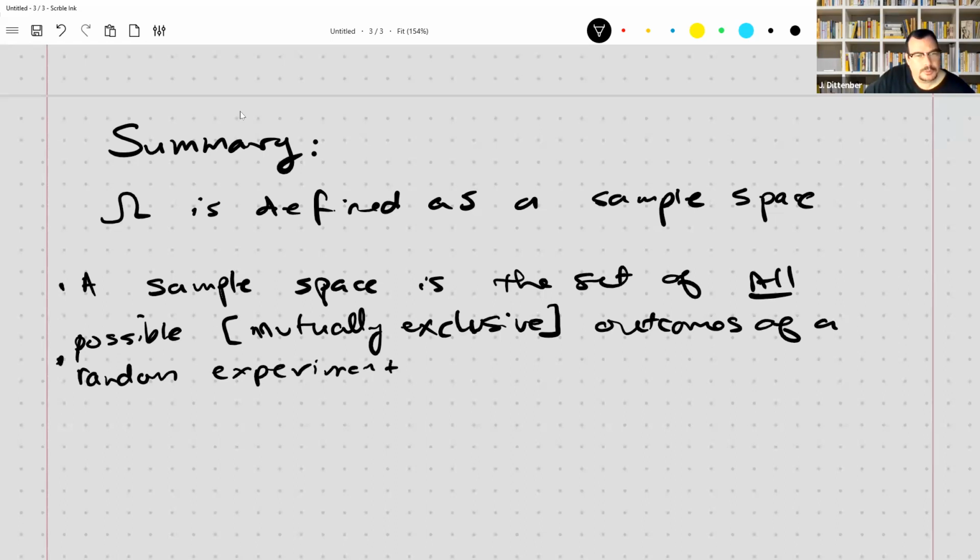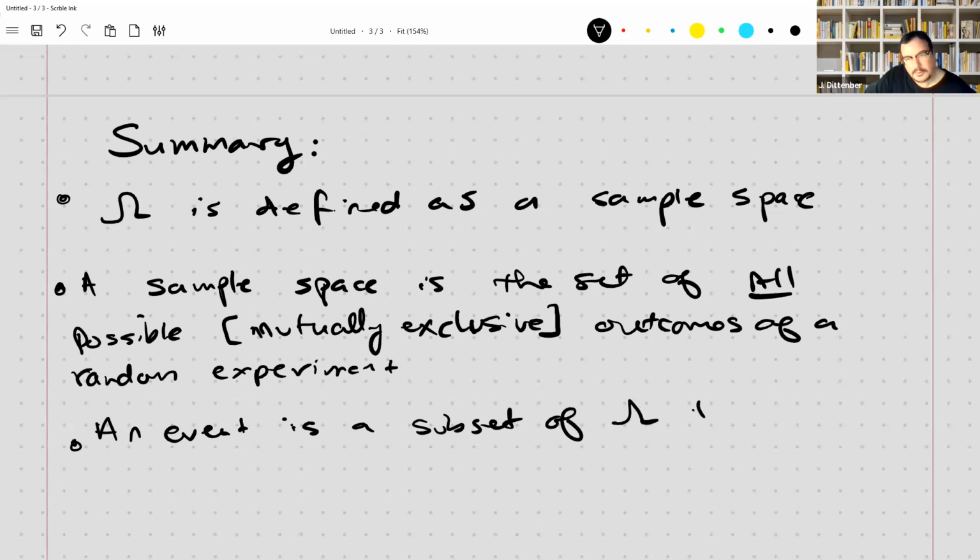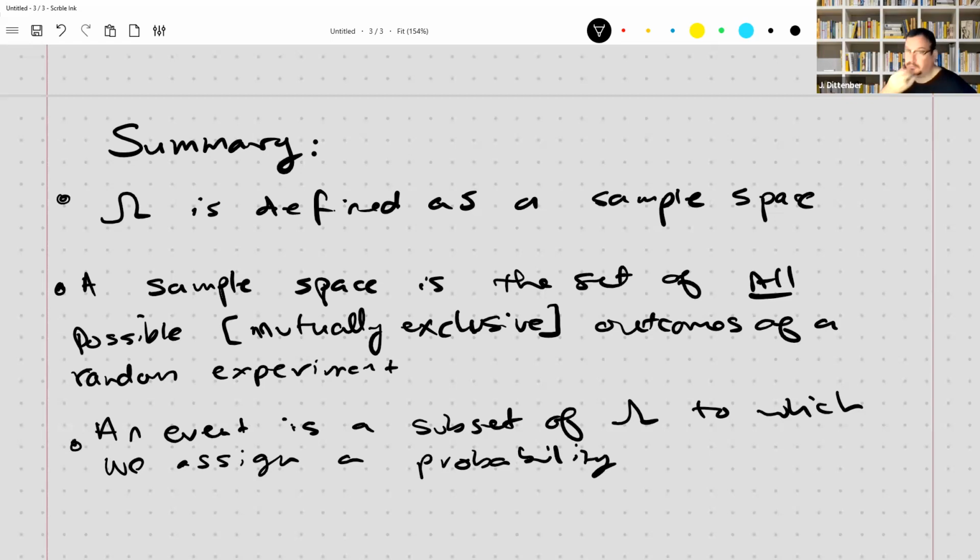Okay, so let's make some bullet points here. Bullet point 1, bullet point 2. And an event is a subset of omega to which we assign a probability, and that probability is a real number value, right?